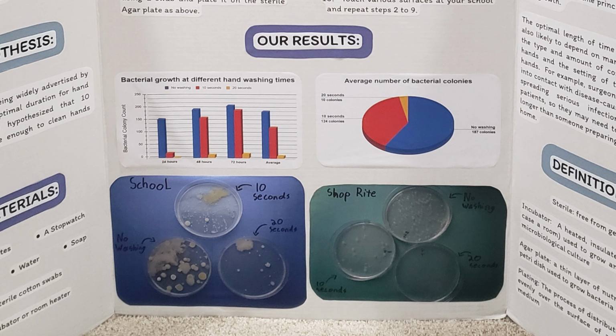Our results. As seen on the first graph, bacterial graph at different hand washing times, the blue, which is no washing, our hands has significantly more larger than 20 seconds and 10 seconds. As you see on the pie graph, the average number of bacterial colonies, the blue, which is no washing, is significantly bigger than 20 seconds and 10 seconds.